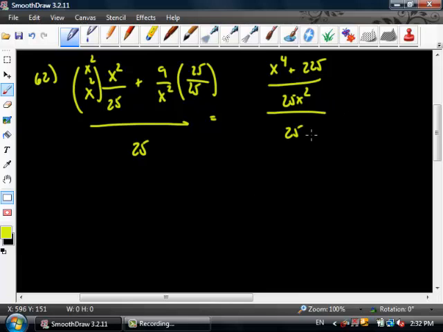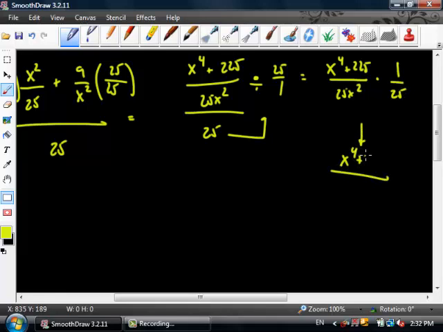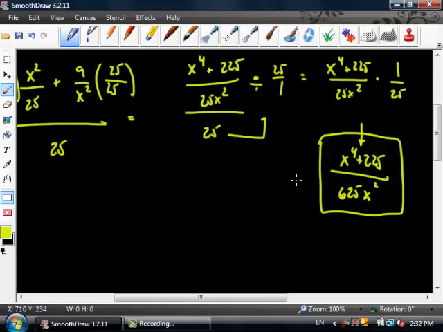So now I'm going to parachute this up to the top. This is times, let me see here, I'm sorry, this is divided by 25 over 1. So it's going to be, this doesn't clean up as well as I thought it would, x to the 4th plus 225 over 25x squared times 1 over 25. So this becomes x to the 4th plus 225 over 625x squared. 25 times 25 is 625.